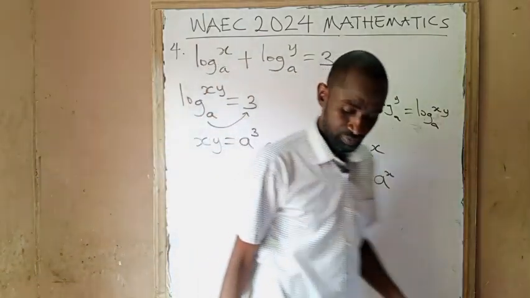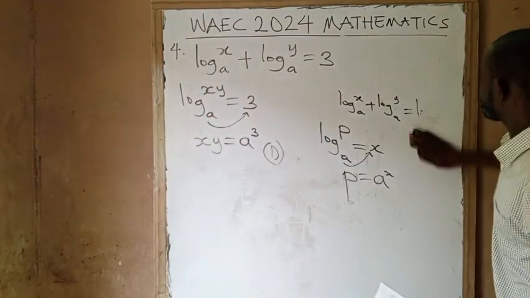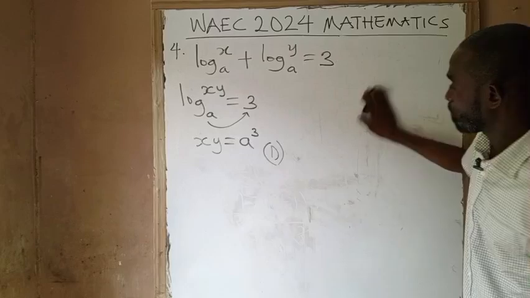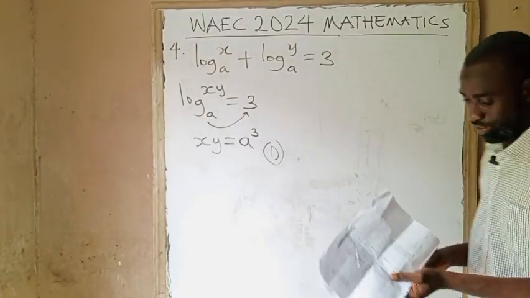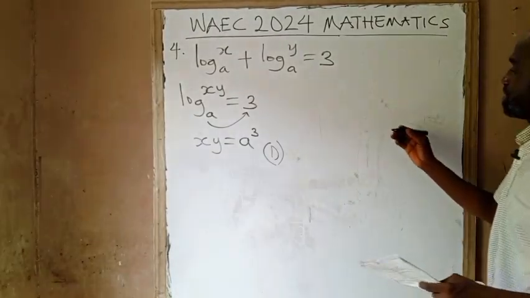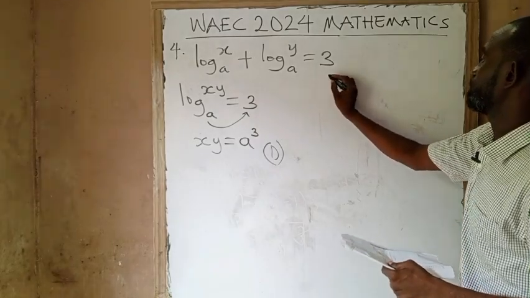So let us go to question number 5. Not wasting our time. Question 5 is on difference of two squares. Question number 5 is another difference of two squares.